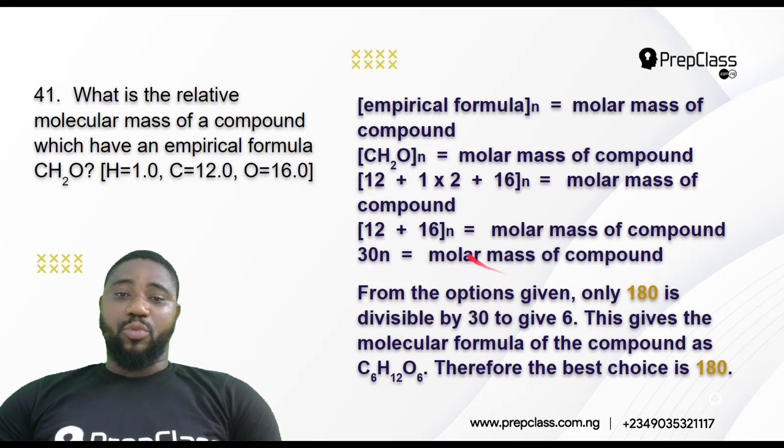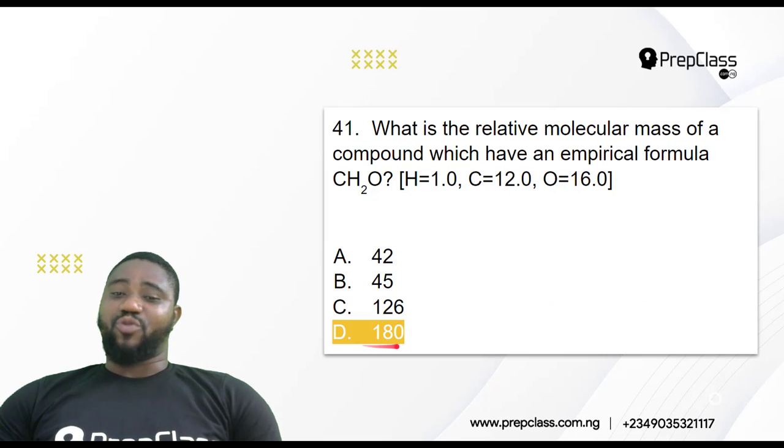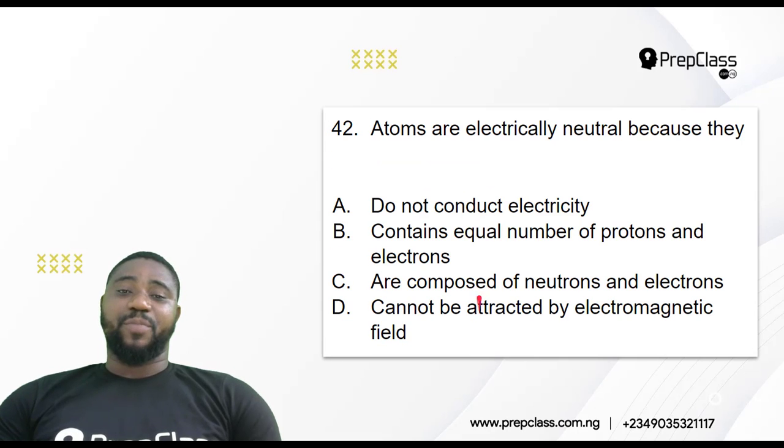And when you use 6 to multiply CH2O, you get C6H12O6. So the best choice there is 180. So our correct answer is 180. Like I said, the question is somehow tricky. You have to base them on an assumption. So 180 will be the best answer.